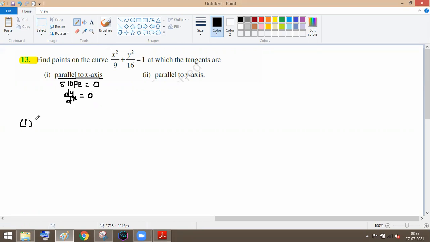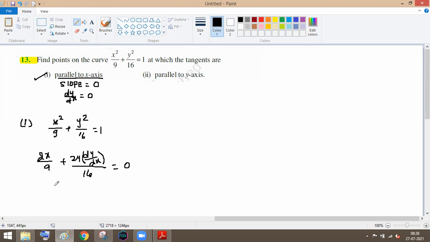So in the first question, we have to find all the points in which the tangents are parallel to the x-axis. We have the curve x square by 9 plus y square by 16 equal to 1. First find the derivative, that is 2x by 9 plus 2y dy by dx by 16 equal to 0. The derivative of 1 is 0. For the first question, dy by dx is equal to 0. So can I put the value of this term equal to 0? We'll get 2x by 9 plus this whole part equal to 0.